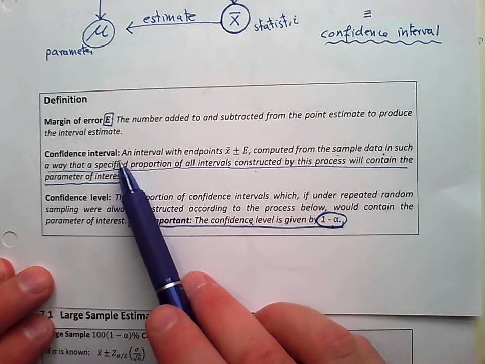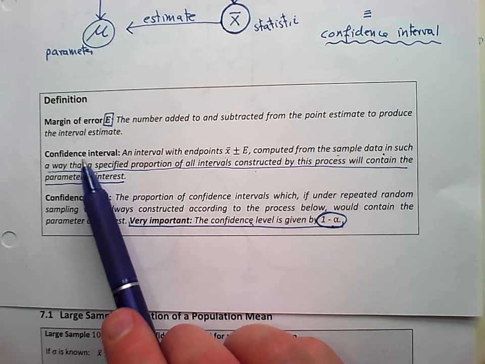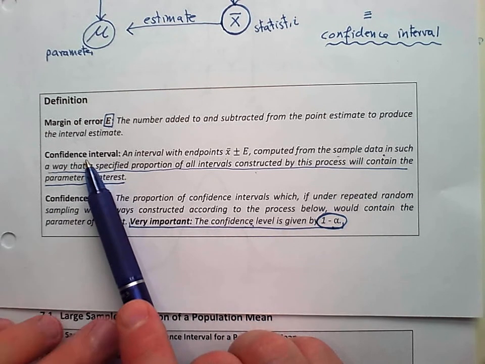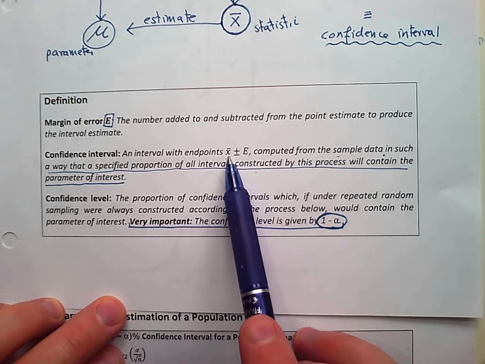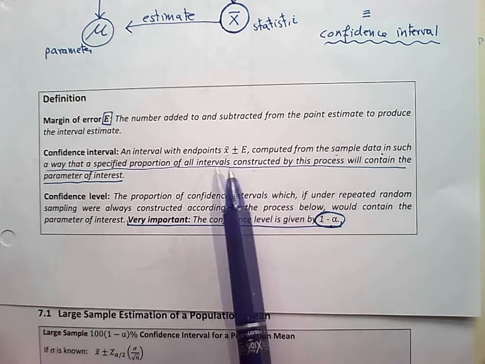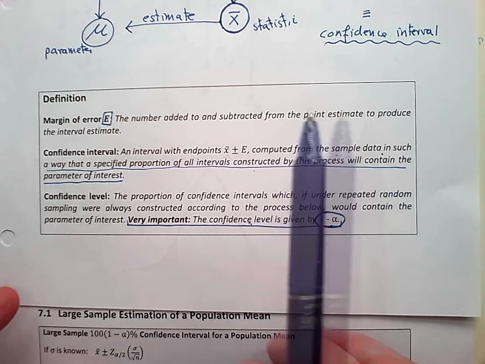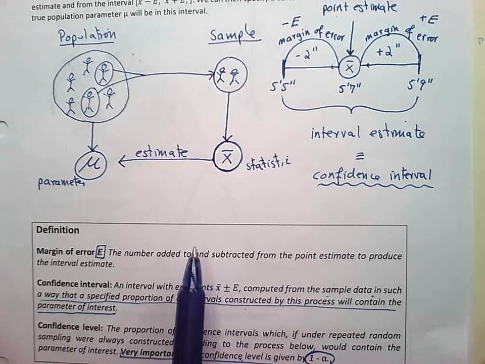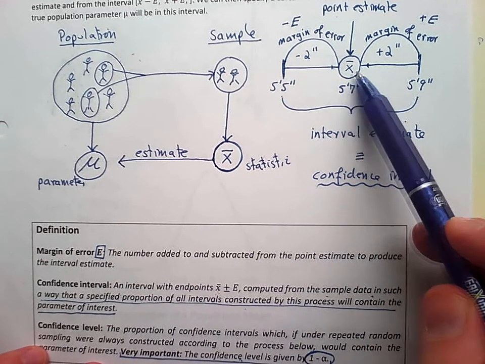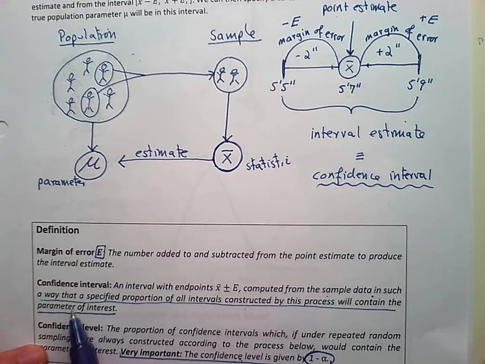Alright, so if we backtrack and look at the definitions that we looked at earlier, I'm hoping that for confidence interval and confidence level, it's going to make more sense. Again, let's read through them. The confidence interval is an interval with endpoints x bar plus or minus E, which should have been straightforward because that's plus or minus our margin of error. Computed from sample data, which should make sense since x bar is our sample statistic.